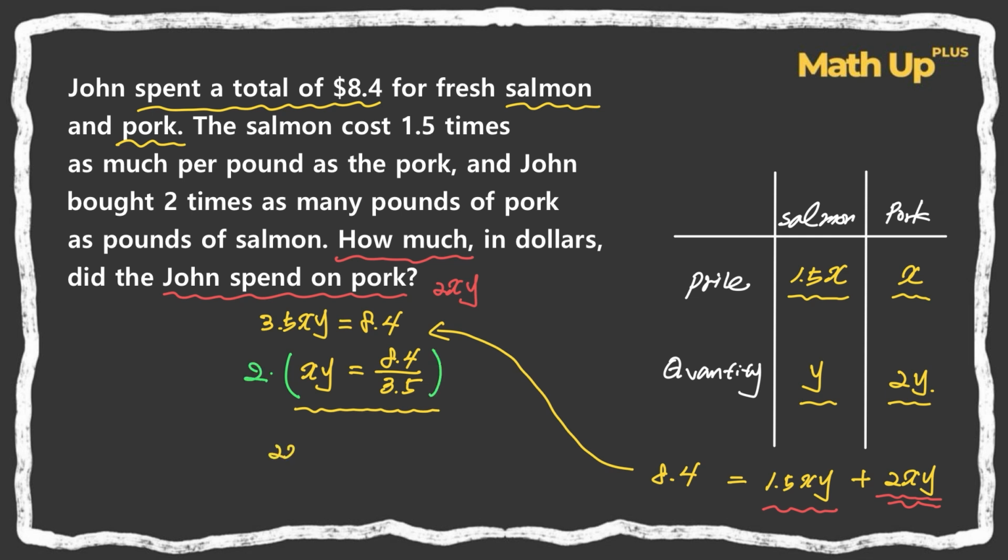Then that's going to be 2xy is equal to 8.4 over 3.5 times 2. And if you use a calculator, that's going to be 4.8. So the answer is $4.8.